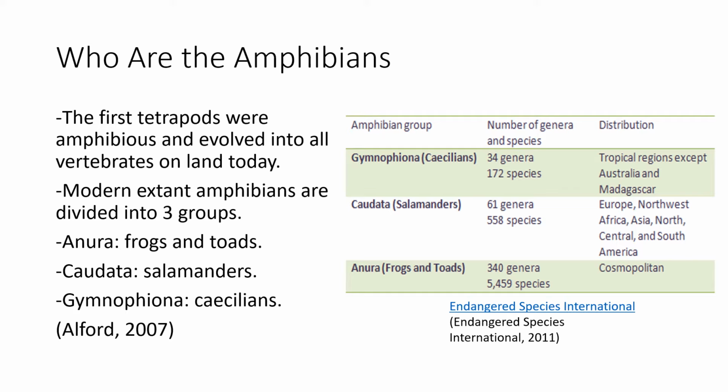So the first tetrapods were amphibious and evolved into all vertebrates on land today. Modern extant amphibians are divided into three groups. These groups, as you can see in the table, are the Anura, which are the frogs and toads, the Caudata, salamanders, and Gymnophiona, caecilians. Sorry if I pronounced that incorrectly.